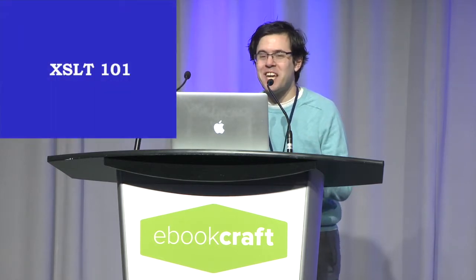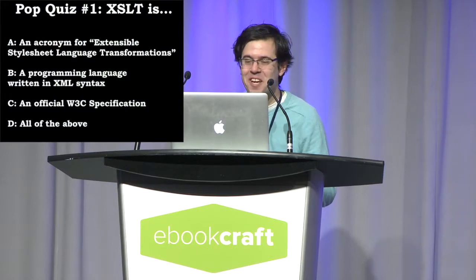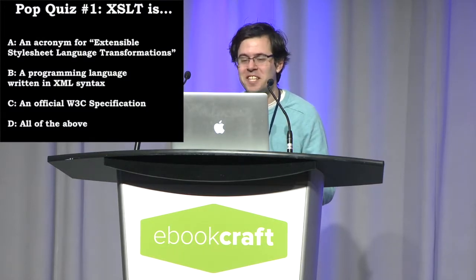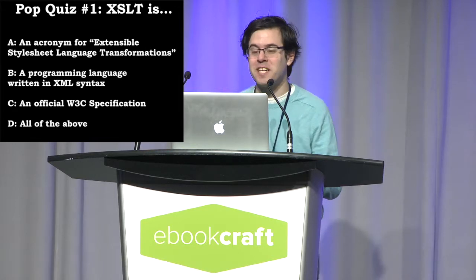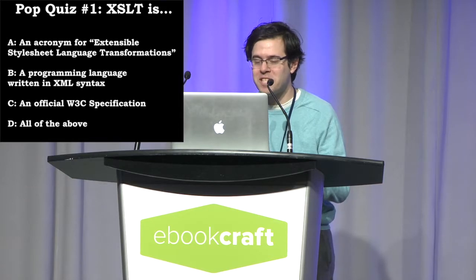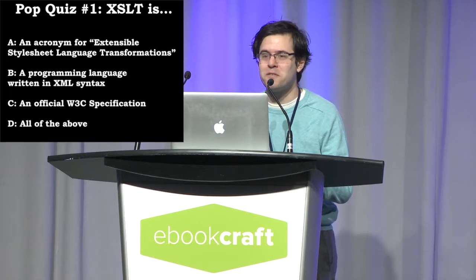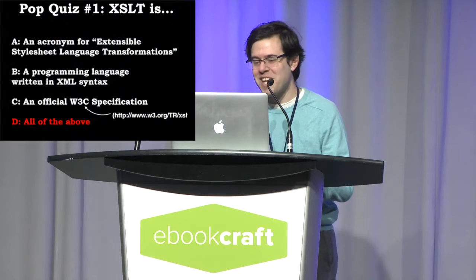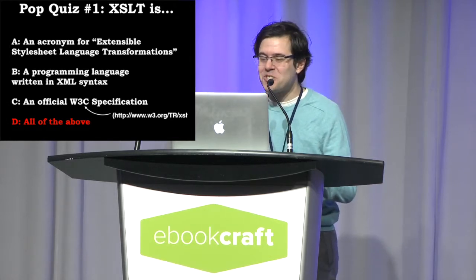So let's dive into XSLT 101. And it's going to be a little like school. So here's a pop quiz to start off. Pop quiz number 1, XSLT is, and it's multiple choice, so you have a 1 in 4 chance of getting this right. A, an acronym for Extensible Stylesheet Language Transformations. B, a programming language written in XML syntax. C, an official W3C specification. D, all of the above. Any guesses? Yeah. Whenever there's an all of the above, you know that's right? So, yes, that's true. It's all of the above.